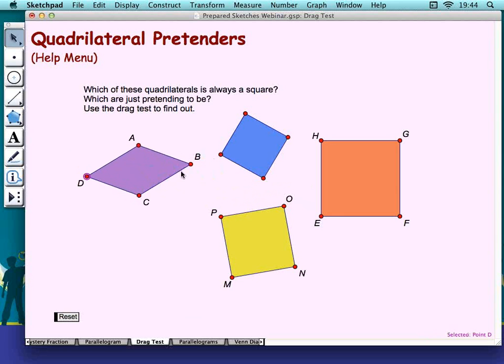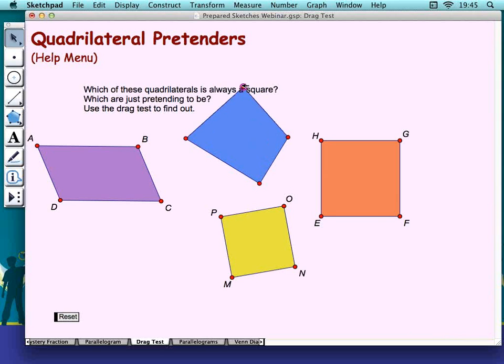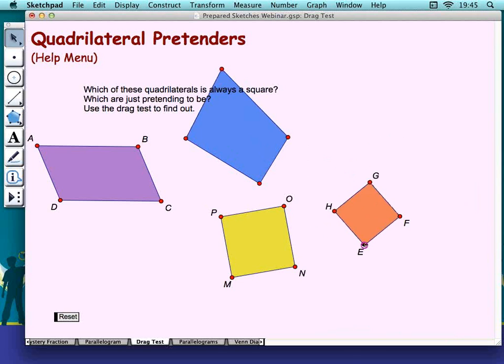That's certainly not the case for this first one, because we can drag it into all sorts of shapes, and later on, specifically when we look at parallelogram pretenders, we'll investigate the properties of this shape, because it does seem to be a parallelogram. Okay, so we look at this one right away. We know from the very beginning that this one certainly was only a pretender and not a real square. Let's try this one. Okay, that's looking pretty good so far.